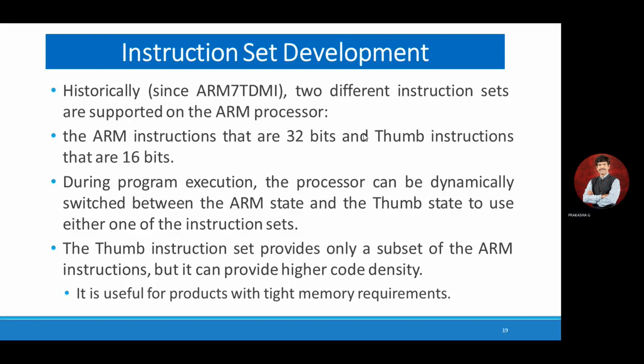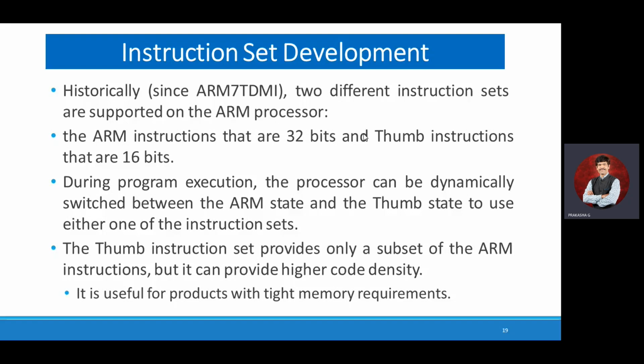Historically, ARM 7 was the most popular processor which has been deployed and used in the market. Two different instruction sets are supported by the ARM processor: the ARM instruction set, that is 32-bit, and also the thumb instruction. I keep on telling what is the main purpose of using a thumb instruction. If ARM is 32-bit, thumb is basically a 16-bit instruction.